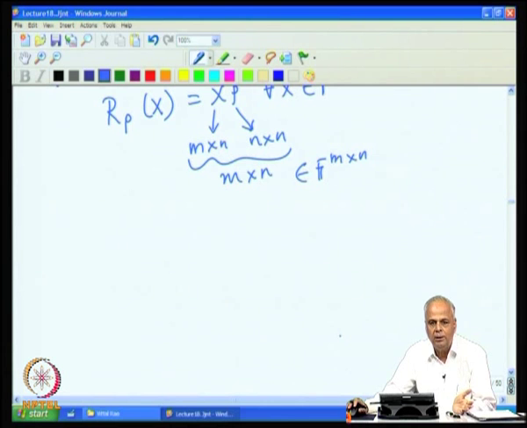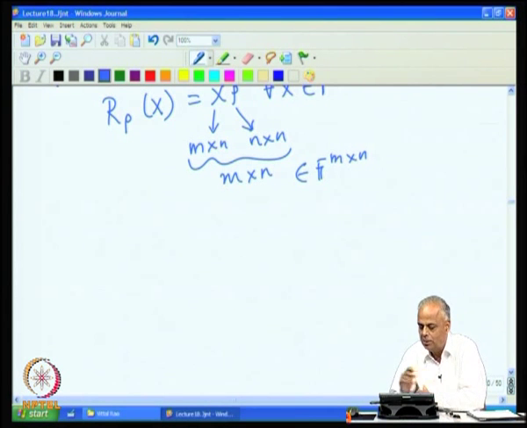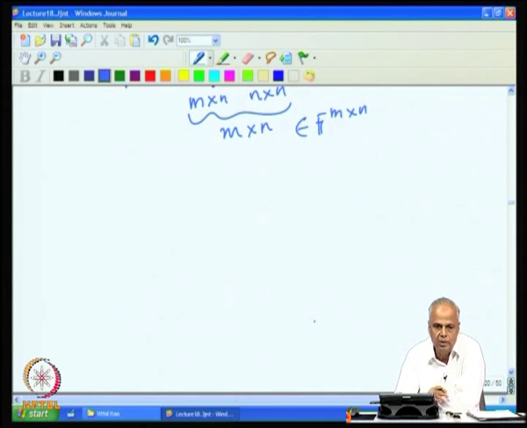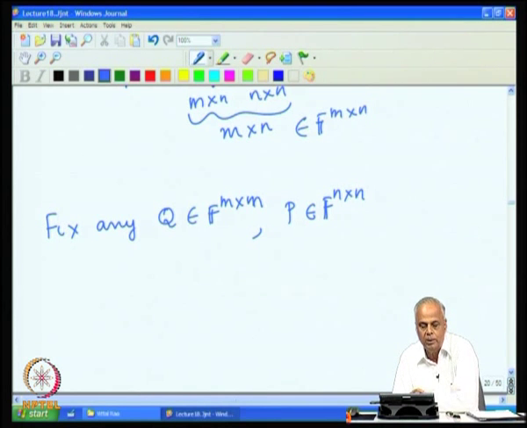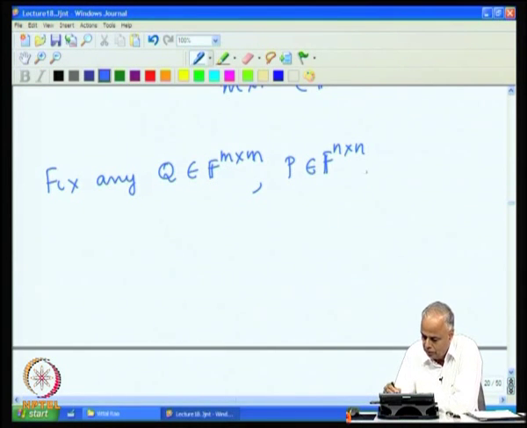So, we have again left multiplication as well as right multiplication, but when we are dealing with rectangular matrices, we must be very careful as to the size that we choose for the left multiplication and the size of the matrix we choose for the right multiplication. Now, just as we did for square matrices, we can combine both left and right multiplications as follows. Fix any Q in F^(m×m) and P in F^(n×n). P and Q are both square matrices. Q is of size m, the row size of the space we are going to choose, and P is of the column size.